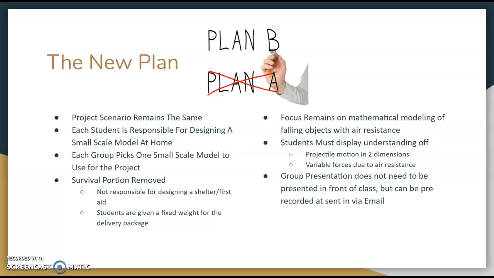I also had to remove the survival portion, which I really didn't want to, but I needed to keep the focus on the physics, given that we had a much more limited time to work with students. So instead, I gave them a fixed weight for their package with a few dimensions, which I guess would be the equivalent of just giving them their own egg rather than designing something as their delivery. Focus remains on the mathematical modeling of the object, and the students still had to display an understanding of 2-dimensional motion and variable air resistance.